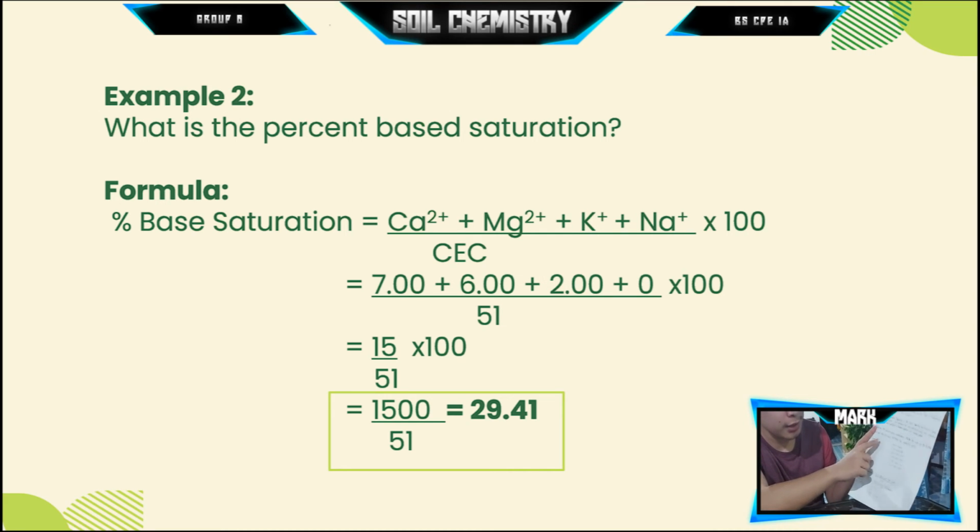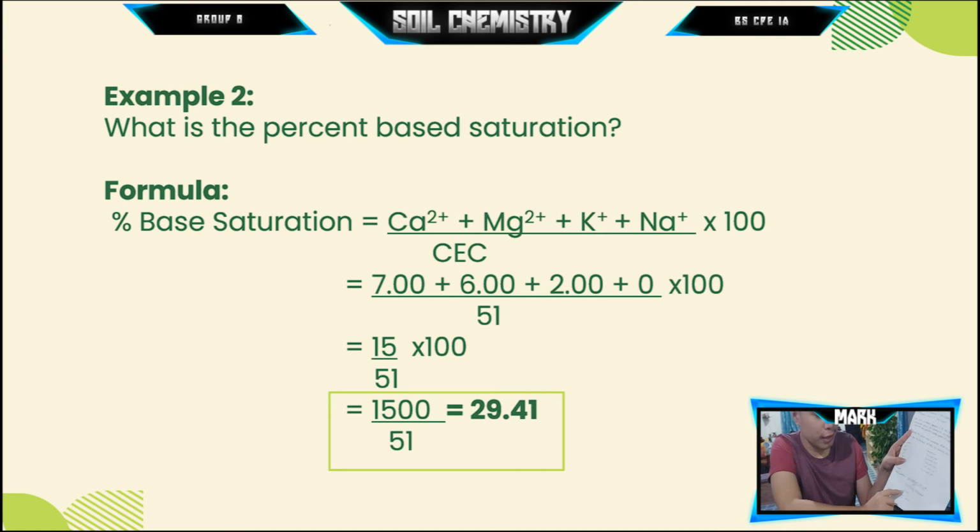Yun yung nakalagay sa chart natin. Susundan lang natin yung chart natin. Plus 6.00 plus 2.00 plus 0 times 100 over 51. Saan natin nakuha yung 51? Yun yung 51 nakuha natin yung sa example number 1.